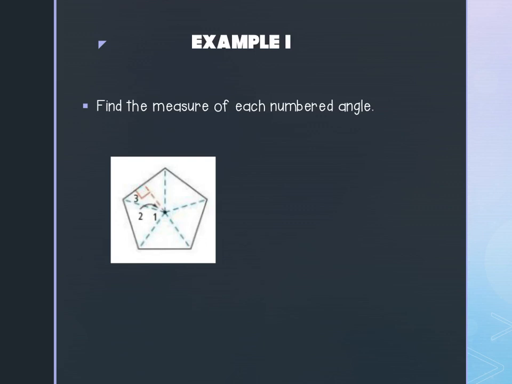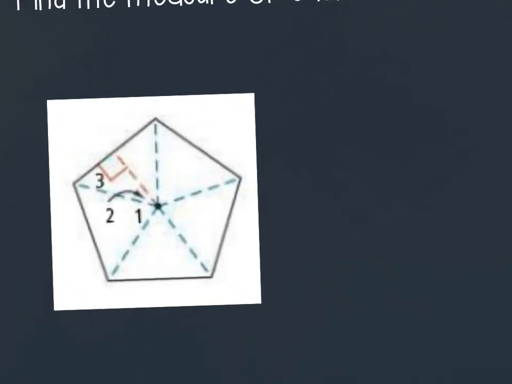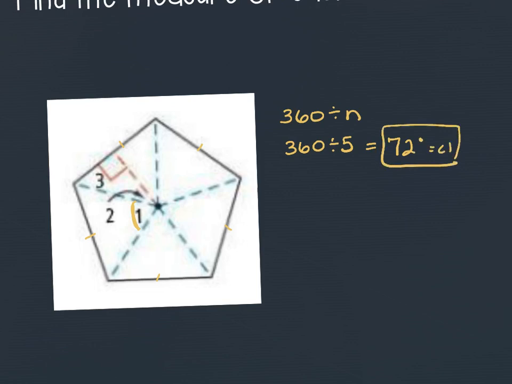All right, so example 1 says, find the measure of each numbered angle of my polygon. So I'm going to zoom in on this a little bit. So the number 1 is here, and that's your central angle. So in order to find the measure of the central angle, we're going to do 360 divided by the number of sides. There's 1, 2, 3, 4, 5 sides here. So I'm going to do 360 divided by 5, which is 72 degrees. So that's angle 1.